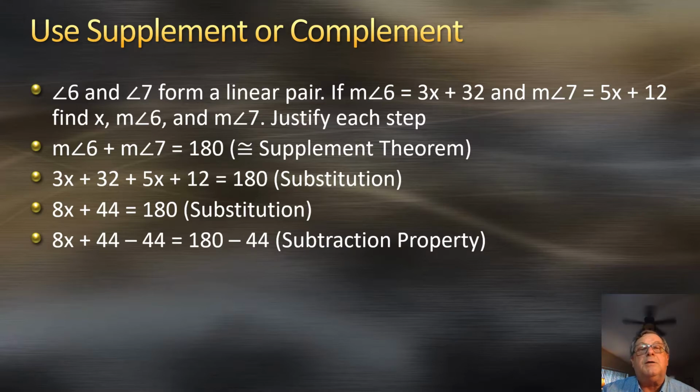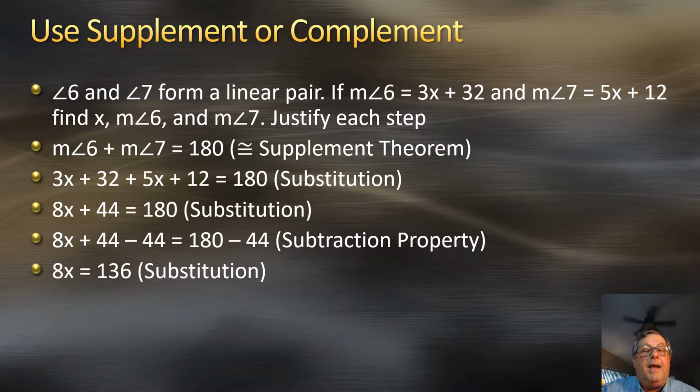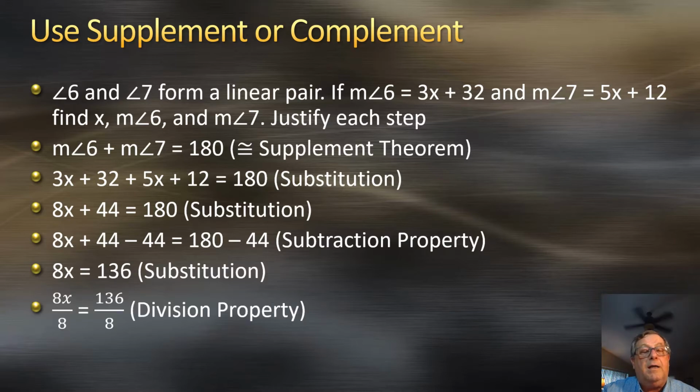Shazam, that's the subtraction property. And then 8x equals 136. Well, how about that? That's substitution. That's the third time we've used substitution so far. Do you think maybe we're going to divide both sides by 8 next? I think so. 8x over 8 equals 136 over 8. That's the division property. We're just going about solving this; the only difference is we're popping in the justification for each step. And then that's going to leave us with x equals 17, and that was the substitution property. Let's go to the next slide and finish this.